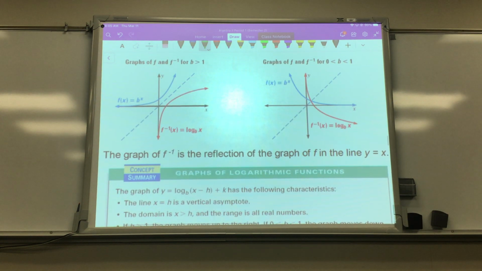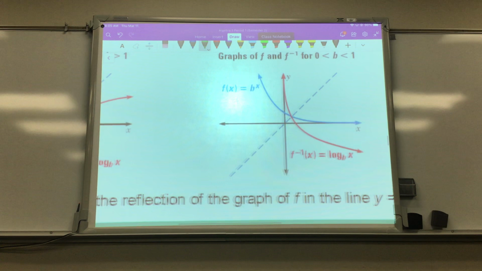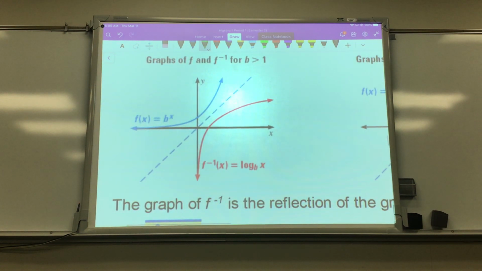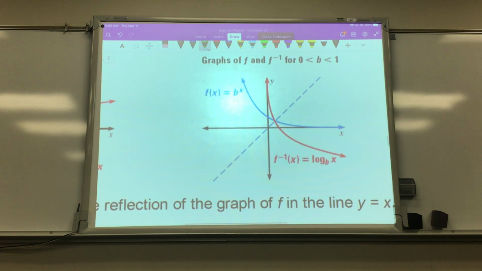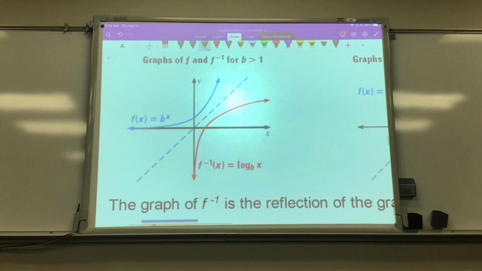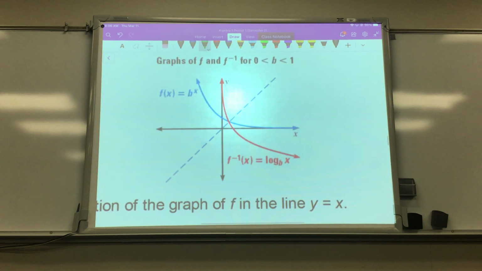Okay, so graphing now. The blue ones are our exponential growth and decay. What do you notice about the red, which is our logs? Remember inverses: when we graphed them, they reflected over the line y equals x, correct? The blue and red there, does that look like it's reflected over that line y equals x? Yep. Same thing here.